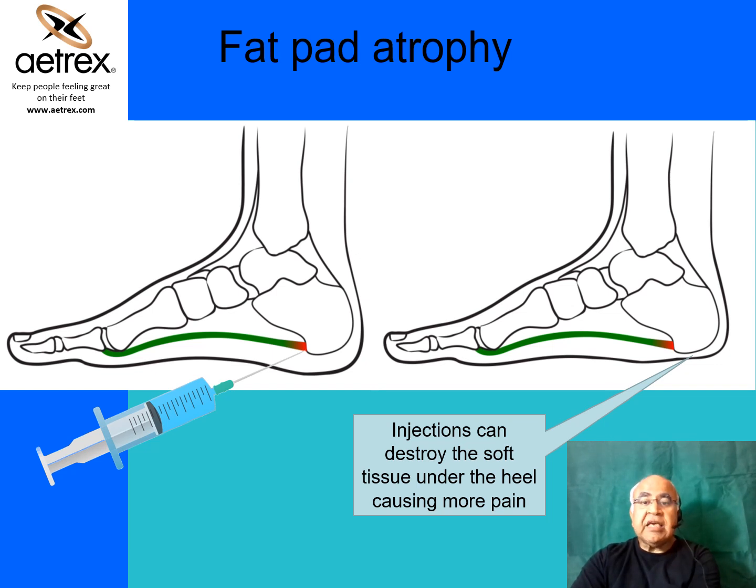Fat pad atrophy is a serious problem. Steroids unfortunately damage soft tissue. The fat pad underneath the heel provides cushioning to the heel. The image on the right shows how the fat pad has been destroyed following steroid injection. When the fat pad is destroyed, there is no more cushioning for the heel bone, and the pain can become much more severe and more difficult to treat.